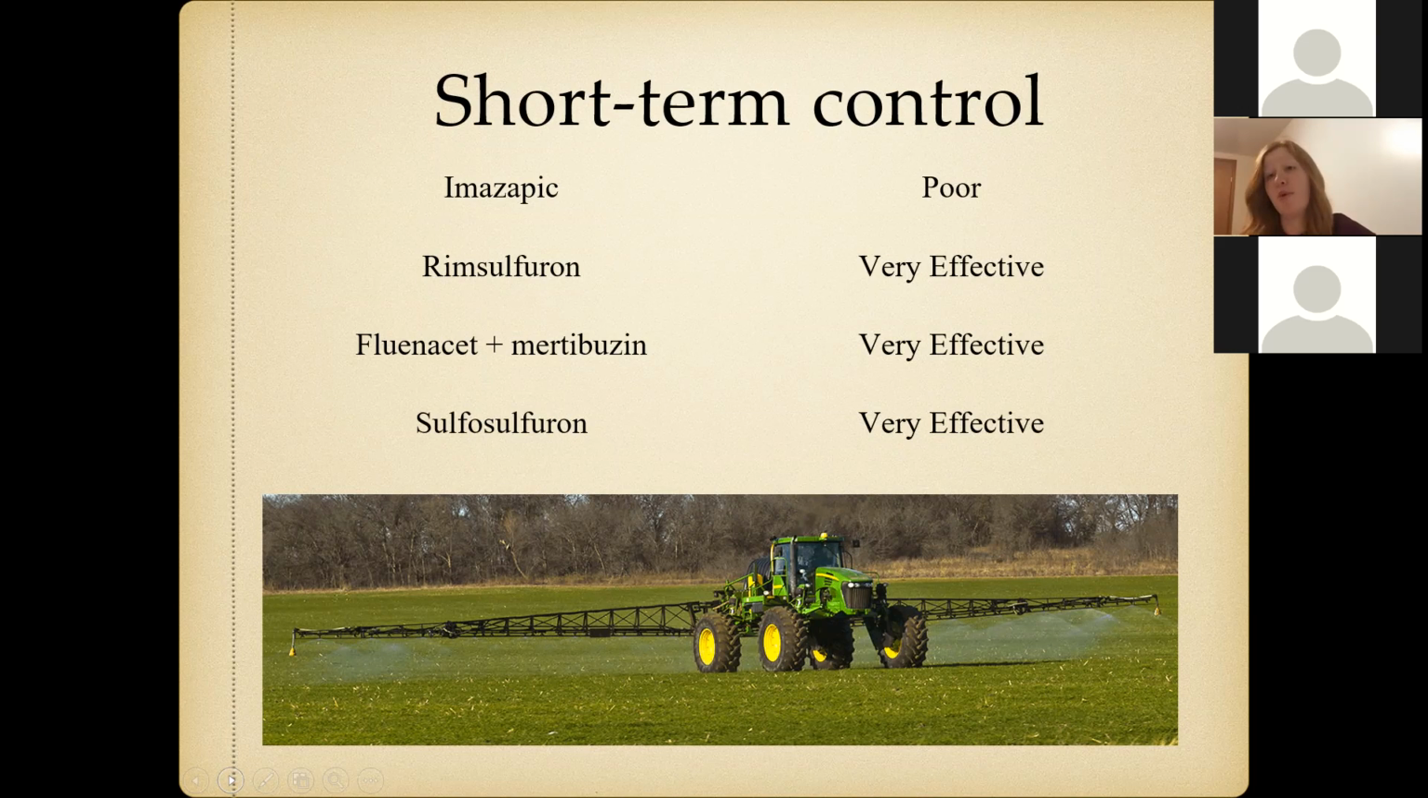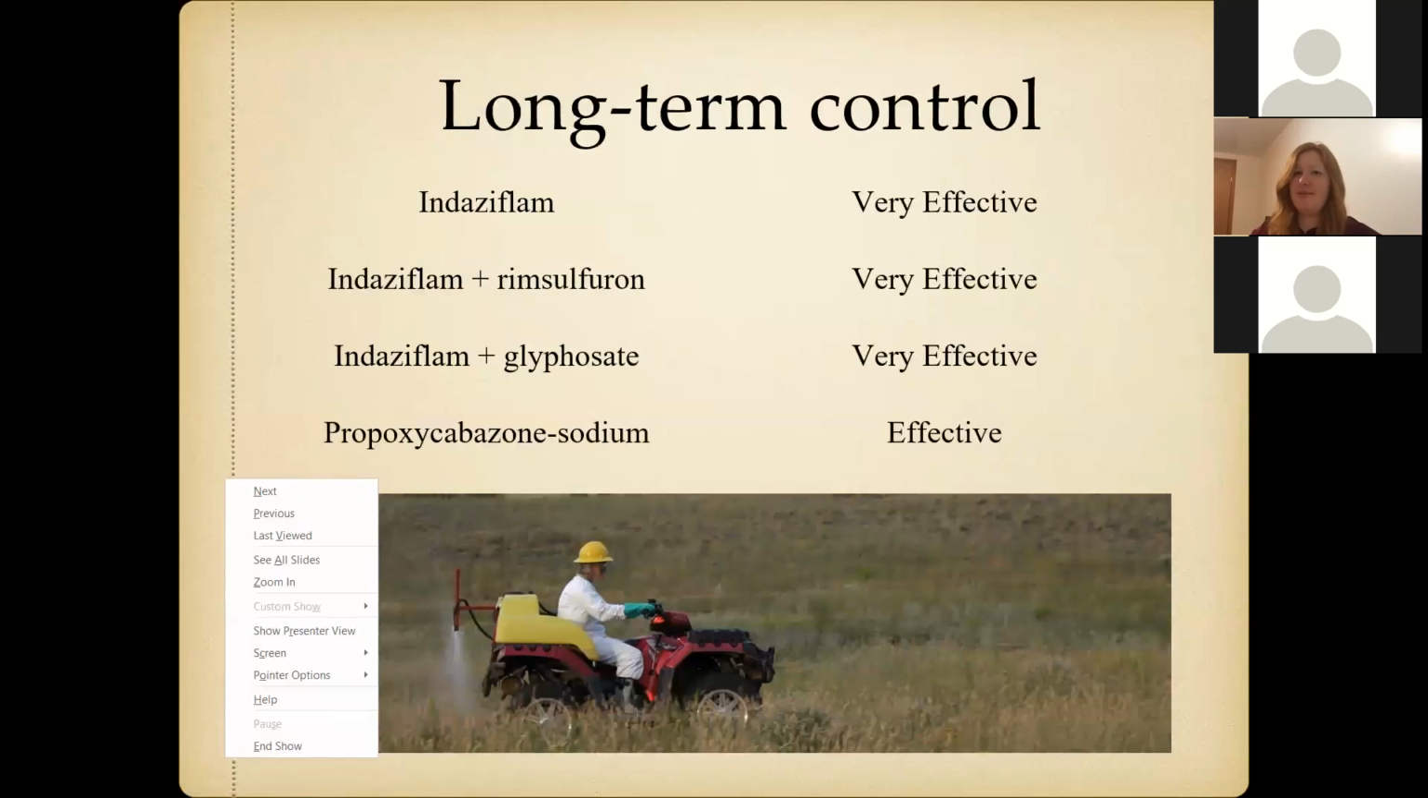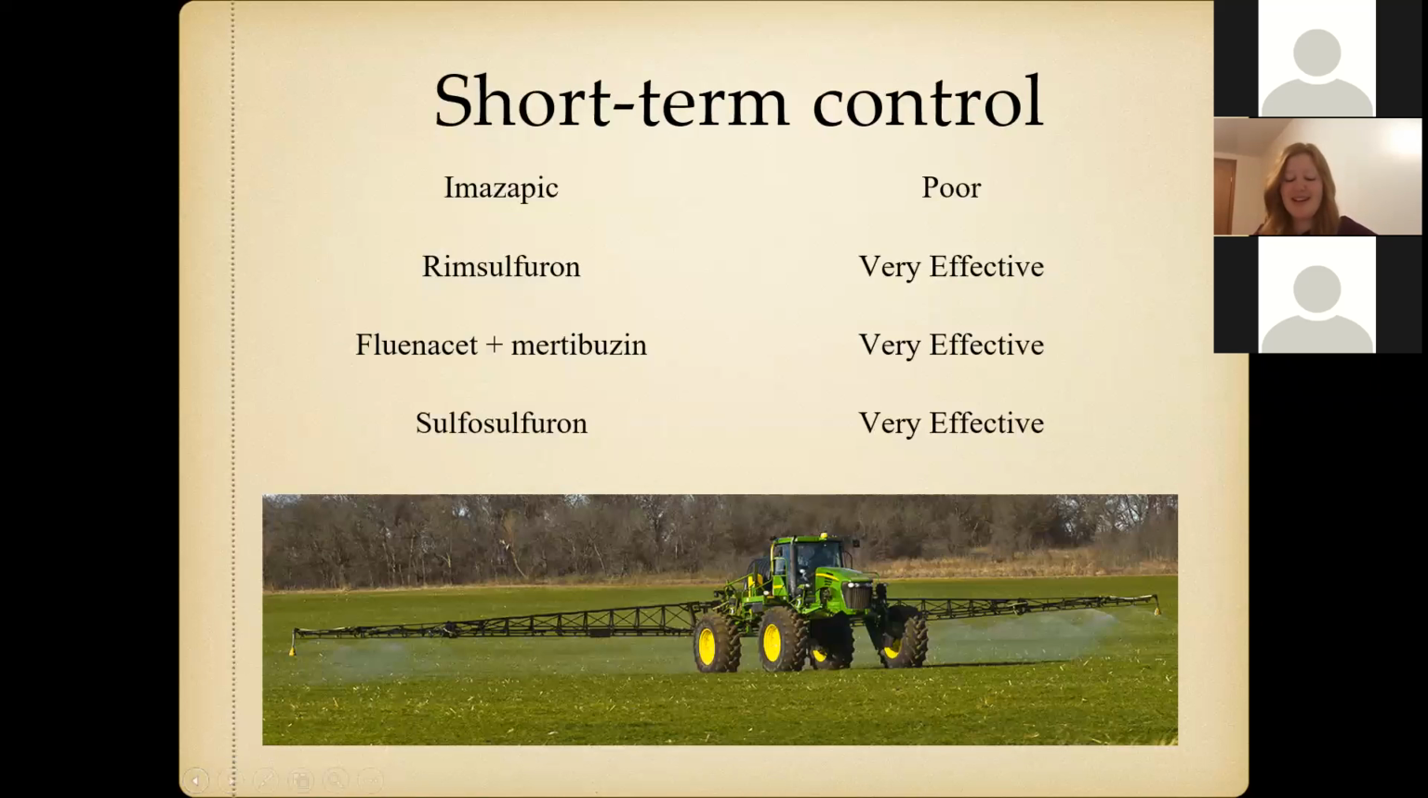Imazapic was ranked as poor as its results were actually really wide-ranging. Some showed really positive results and had a great effect of decreasing Ventenata dubia on the site, whereas others actually showed an increase when imazapic was applied. Next, the rimsulfuron, flufenacet, and sulfosulfuron all consistently showed decreases in Ventenata dubia cover within one season.